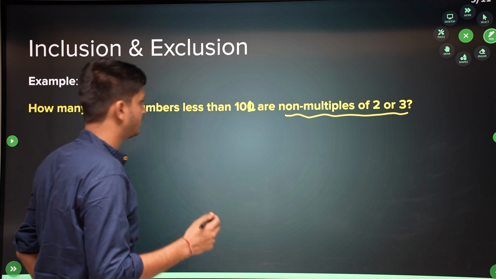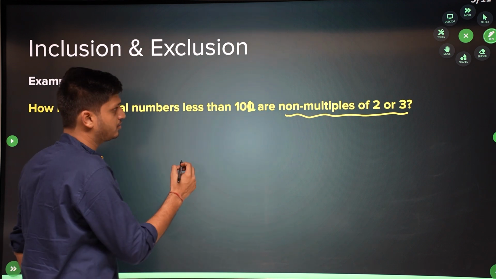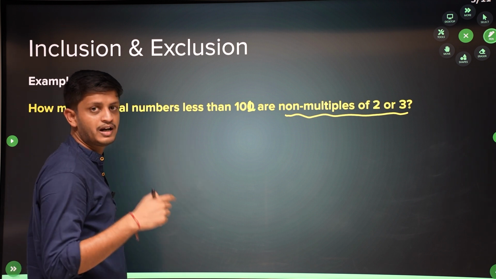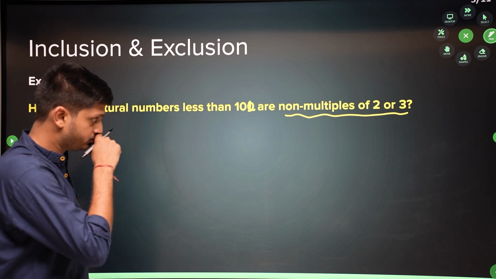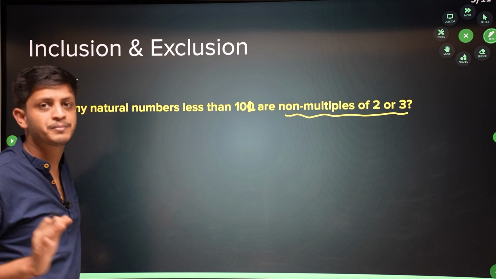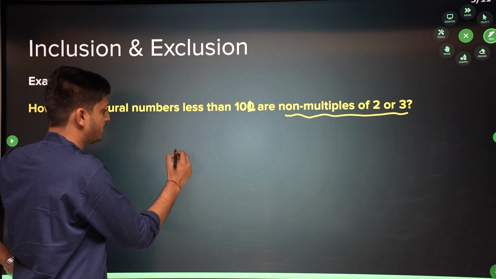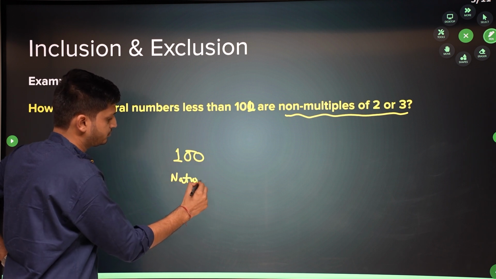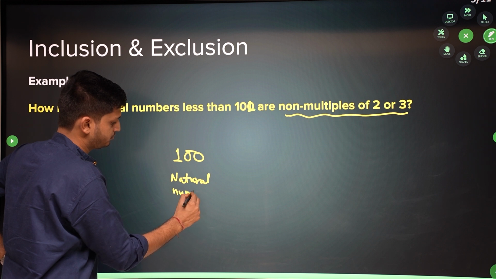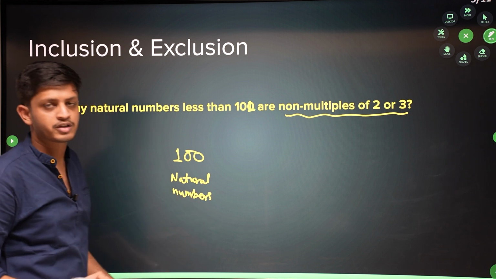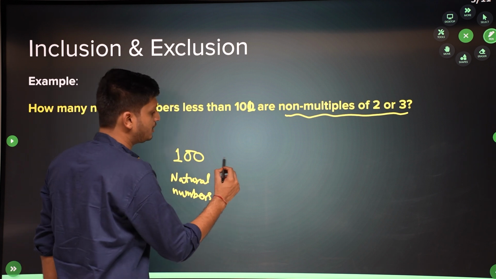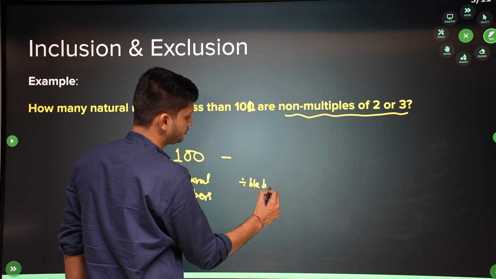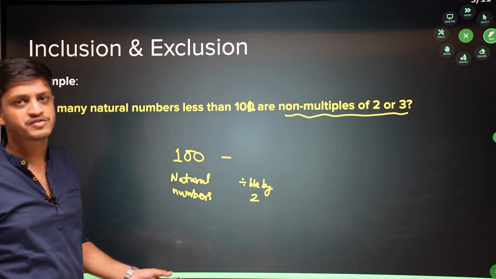So now very simple, use inclusion-exclusion. So what do we want? We want all the numbers which are not divisible by 2 and not divisible by 3. So firstly, how many numbers do I have between 1 and 100? I have 100 numbers. These are all natural numbers. Okay. So I will subtract all the numbers which are divisible by 2 and divisible by 3. Let's first subtract all the numbers which are divisible by 2.